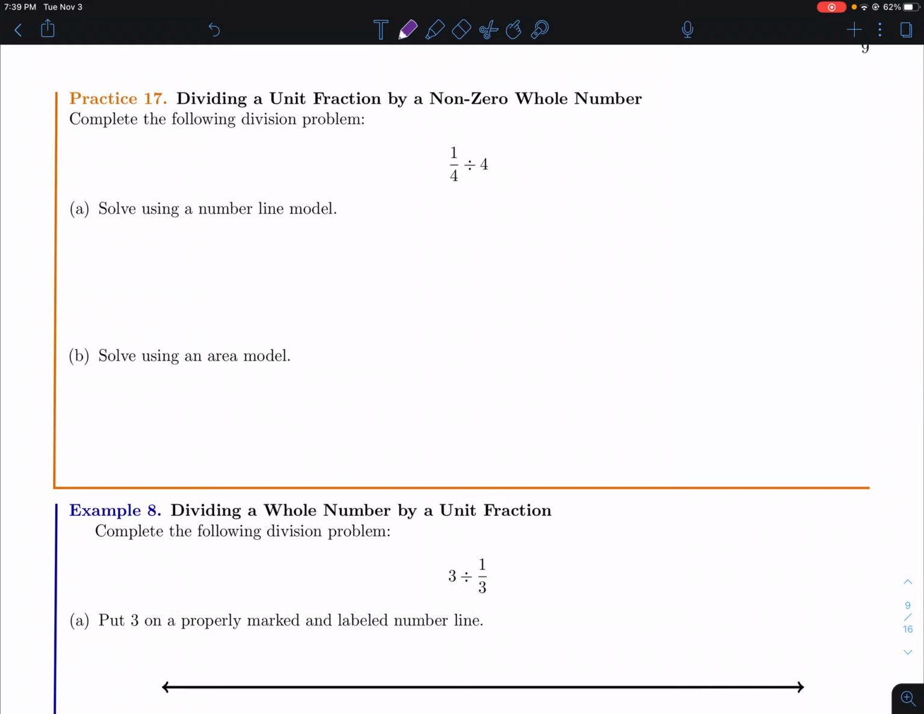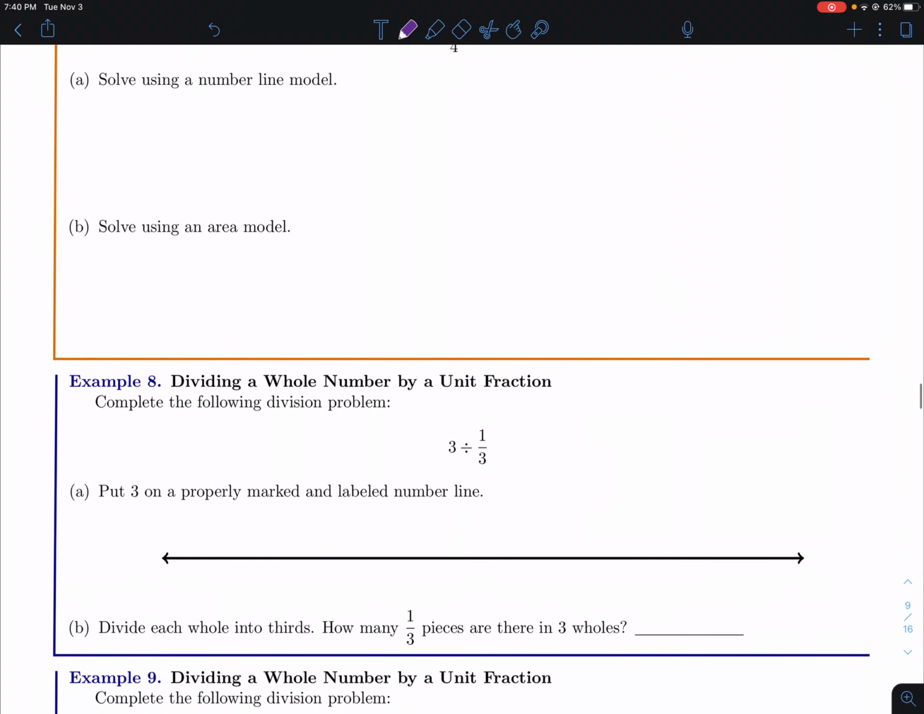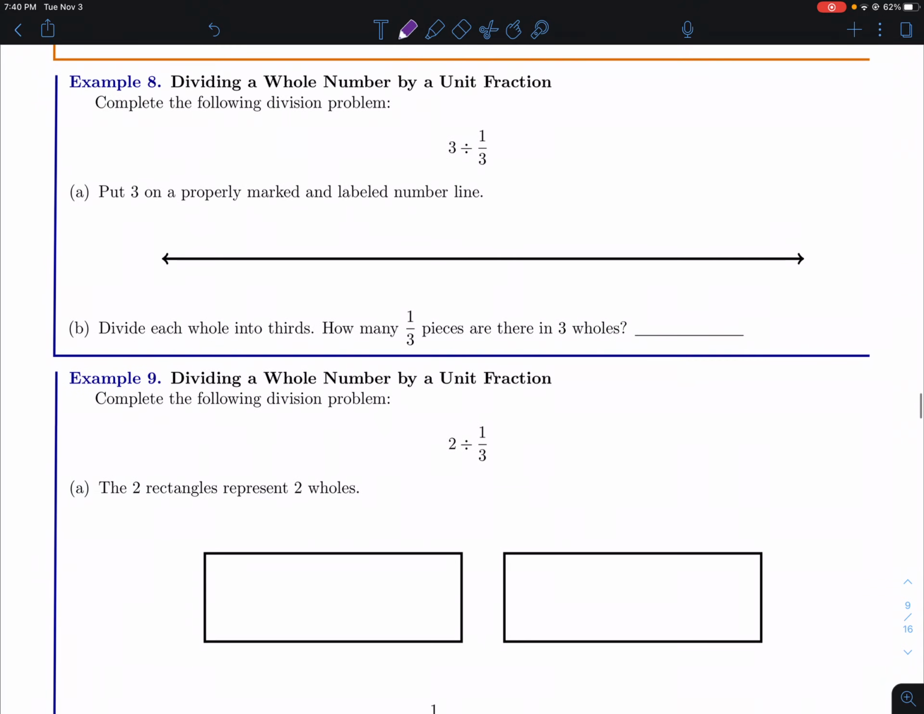So again, this is having you do both kinds, using a number line model and an area model to solve them. So again, it's still just a unit fraction by a non-zero whole number. So practice that. And then when you come back, we're going to look at example 8, which is kind of the reverse. We're going to take a whole number and divide it by a unit fraction in this case.